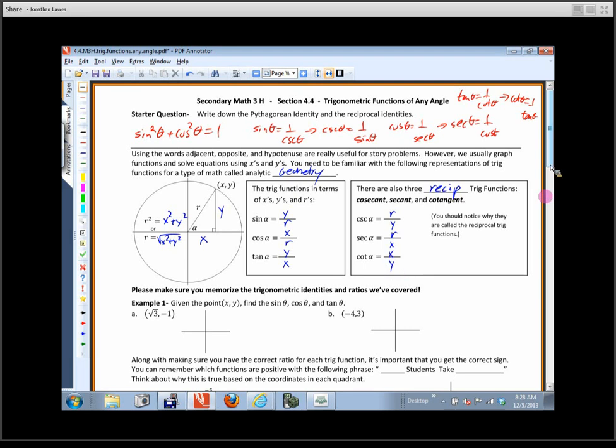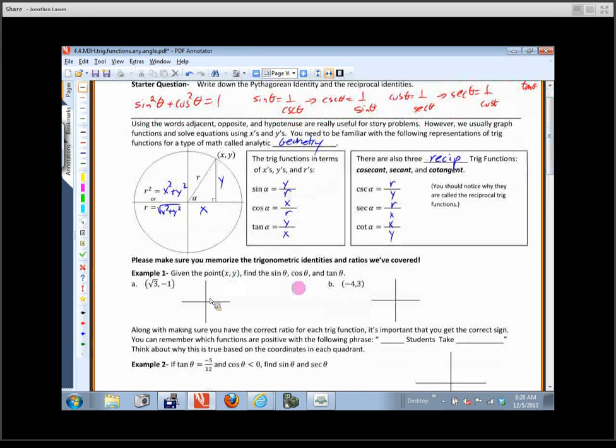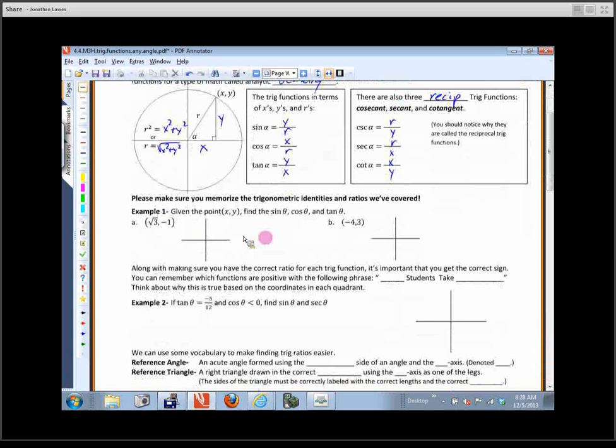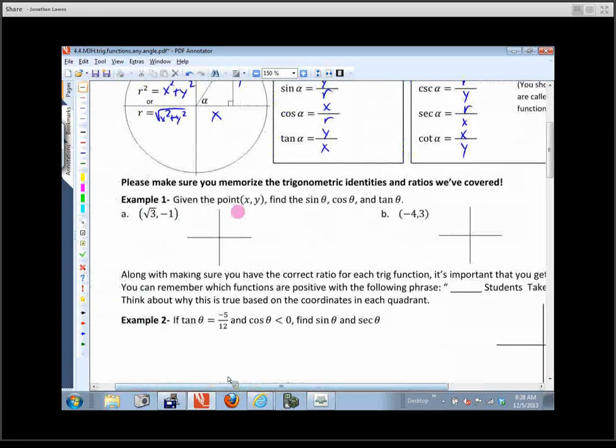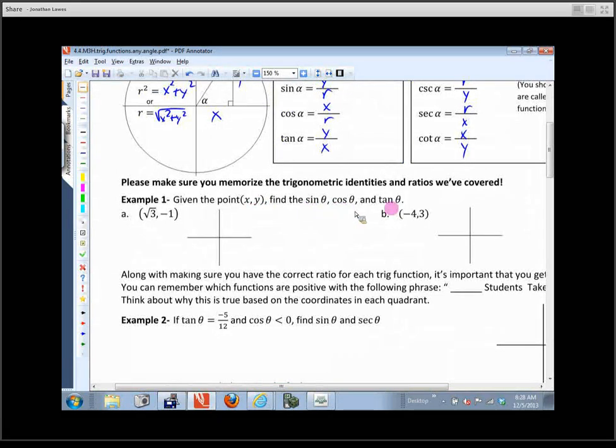We want to make sure that we memorize the identities that we've talked about and how these ratios are related to each other: what each ratio is and how they're related. So we're going to take a look at this problem right here. It says, for the given xy pair, we want to find the sine, the cosine, and the tangent of the angle that's represented by that point.